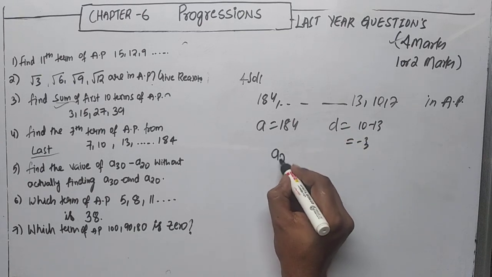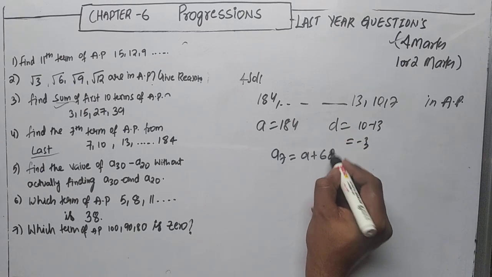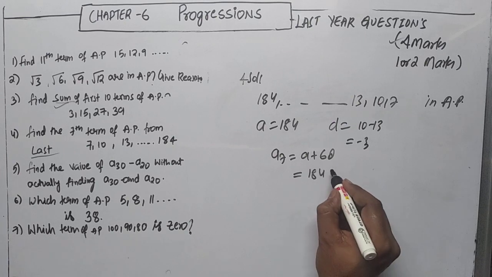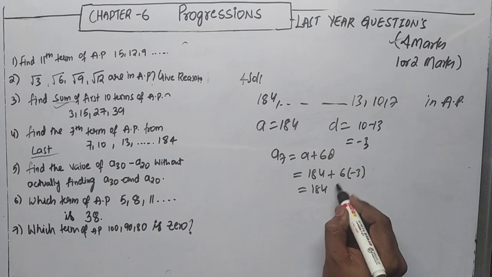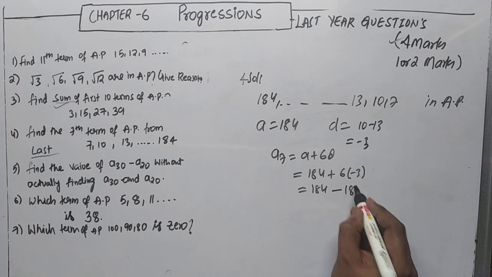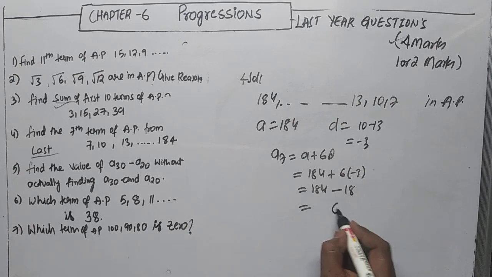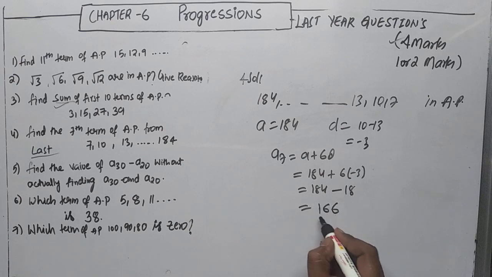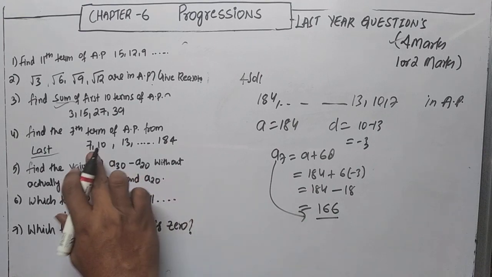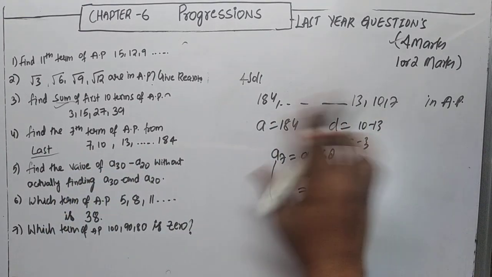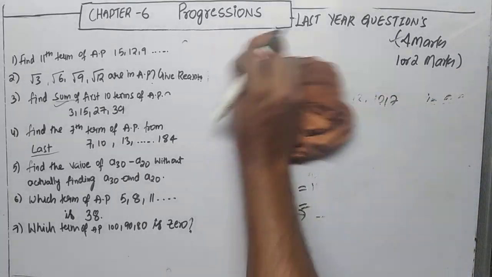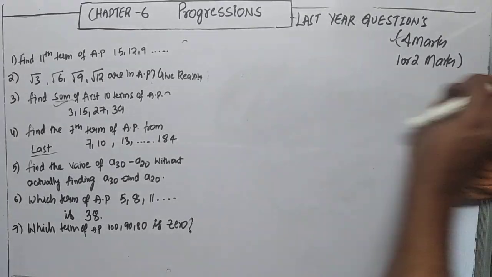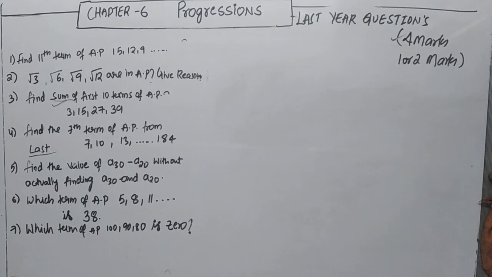So now you substitute. He is asking a7, which is nothing but a plus 6d. So 184 plus 6 into minus 3. So 184 minus 6 threes is 18. So 14 minus 8 is 6, carry, so 7 minus 1 is 6. So the seventh term from the last is 166. Understood? I wrote it wrongly, first I wrote 7, 10, 13, but when we reverse, it is 13, 10, 7. Okay, if you have any doubt you can comment down in the comment section.